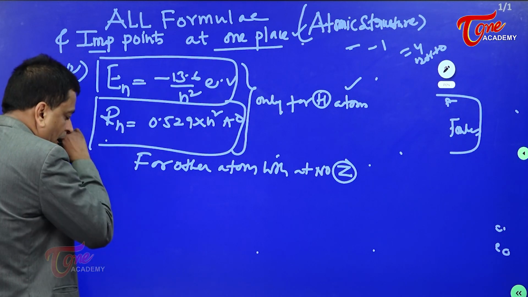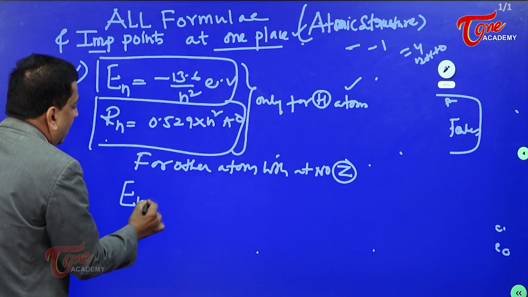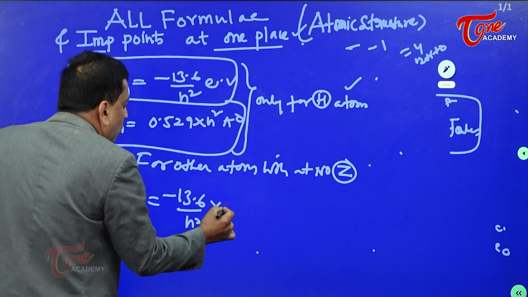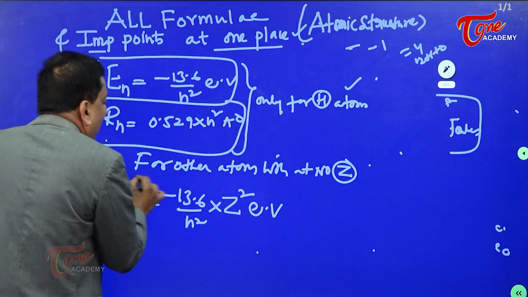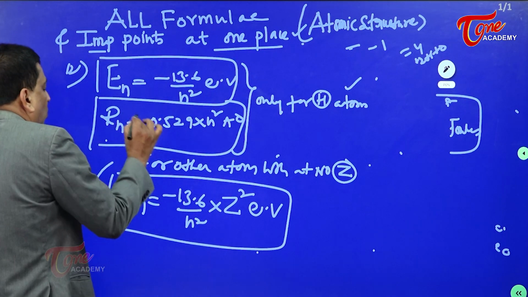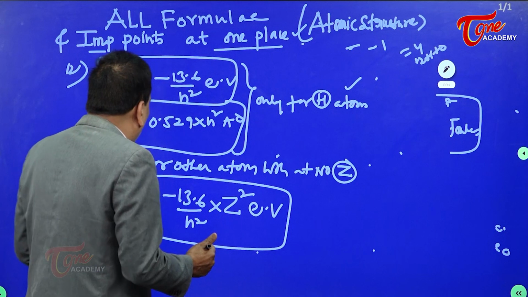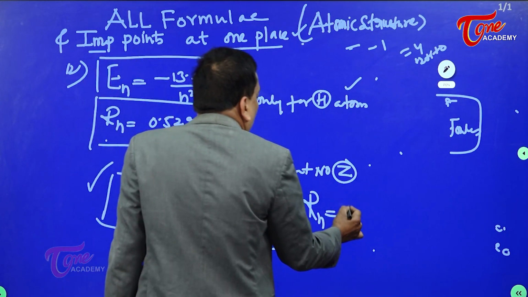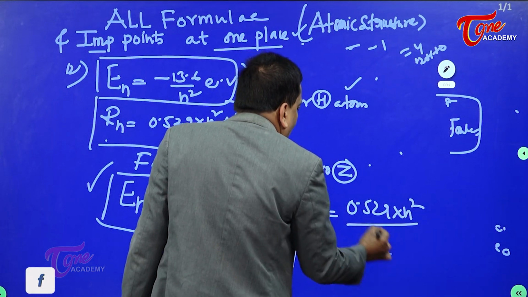And mind you that En is equal to minus 13.6 by n square into what? Z square electron volts. You have to multiply that with the atomic number square electron volts. And if you want to apply that for the radius equation, Rn is equal to 0.529 into n square by Z.